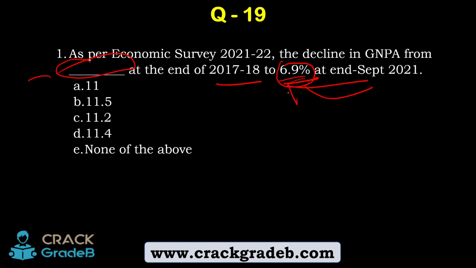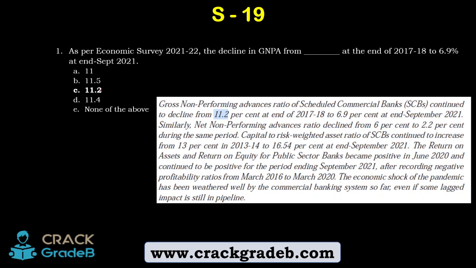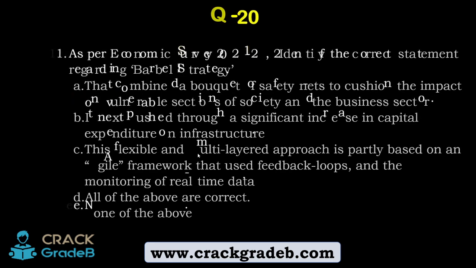We know that you will remember 6.9, right? The decline in GNPA is a very big concern, a very big topic in India, and you will certainly remember 6.9 because it is given in the Economic Survey. But what you will tend to forget is the previous comparative data, right? And you never know, IBPS people can ask you this as well. So there are different ways of asking questions, and explaining that to you is more holistic learning, and that's what Crack Grade B is doing. So what is the answer? The answer is 11 point, right? So let's move to the next question, number 20.